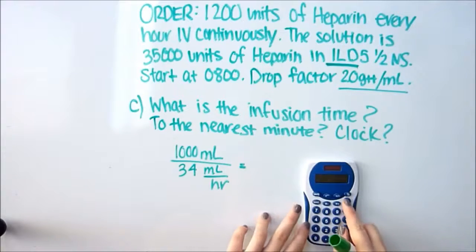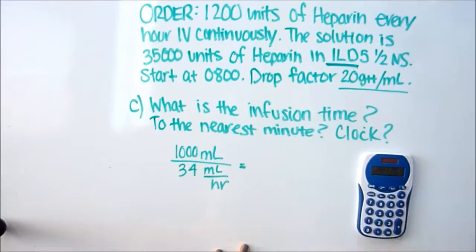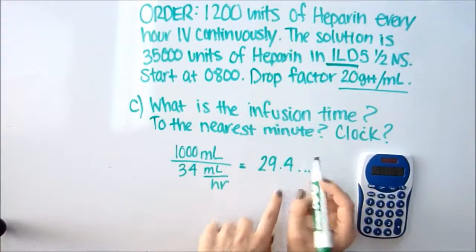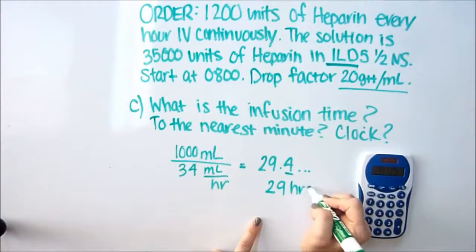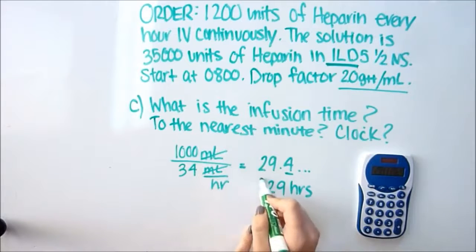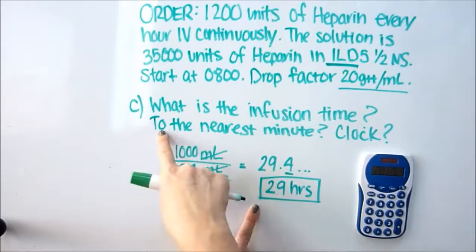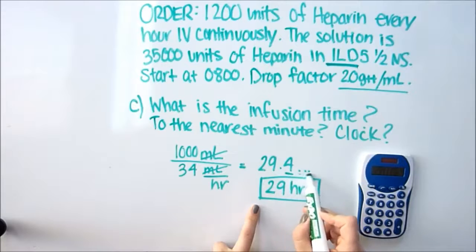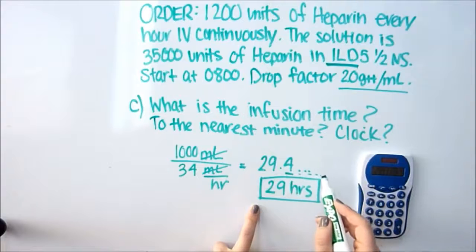1,000 divided by 34, which is equal to 29.4, and it goes on. So because 4 is less than 5, we're going to keep it at 29, and this will be hours because the mLs will cross off. So we know that our infusion time is 29 hours. However, now it's asking to the nearest minute. So we actually do have to look at what is after the 0.4, right? Because that doesn't mean 40 minutes or anything like that.